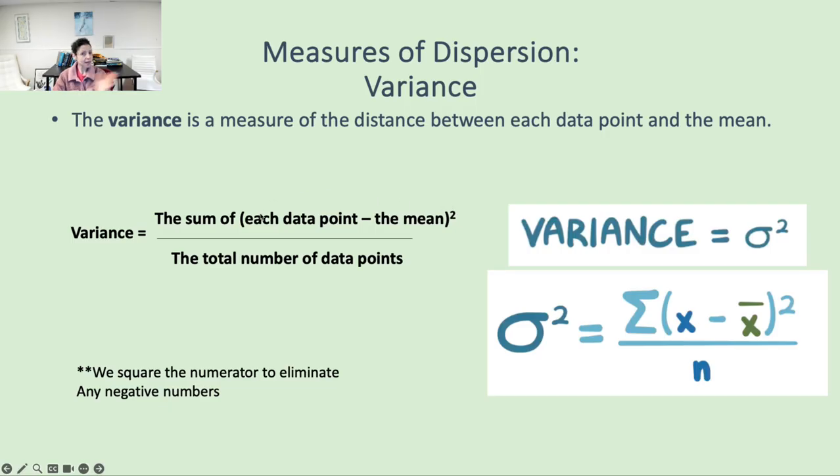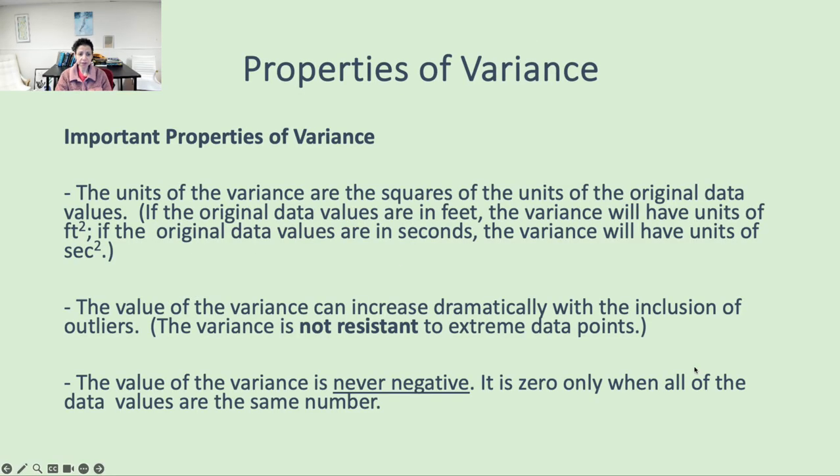And then we add up all the values that we get. We add up all those squares, and we divide by the total number of data points. The equation looks like this. Variance of the population is sigma squared. Sigma squared is the sum of the difference of each data point x minus the mean, squared, and then we divide that by the number of data points. And that gives us variance.